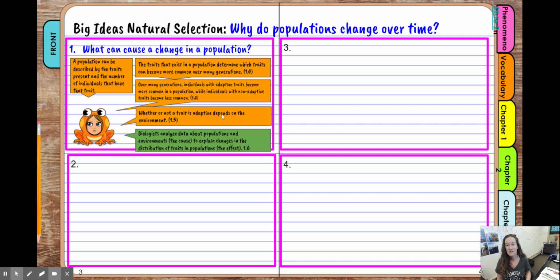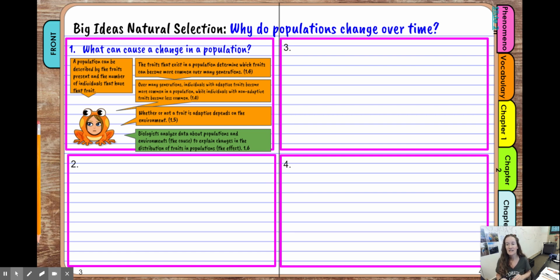Whether or not a trait is adaptive depends on the environment, which means down here, the one in green, which should be in green on yours as well, because it's a cross-cutting concept of cause and effect. Biologists analyze data about populations and the environment. That's the cause. To explain changes in the distribution of traits of the population, that's the effect.